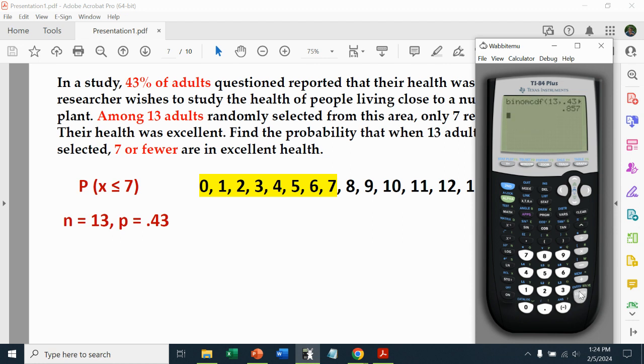A heck of a lot easier than using the formula, obviously. Heck of a lot easier than using PDF 8 times and adding all those. The cumulative does that for us. Pretty nice feature. Let me clear this off, minimize this.